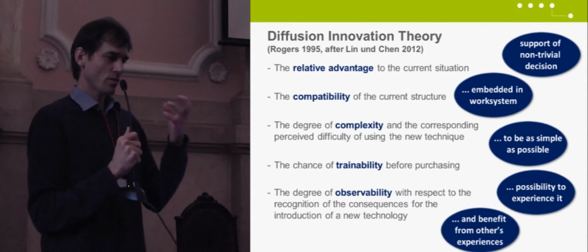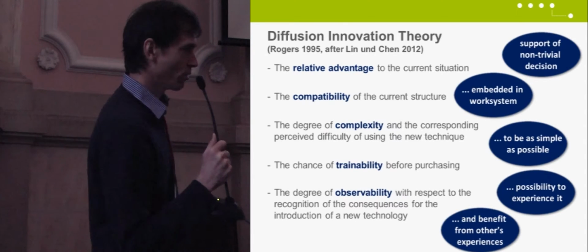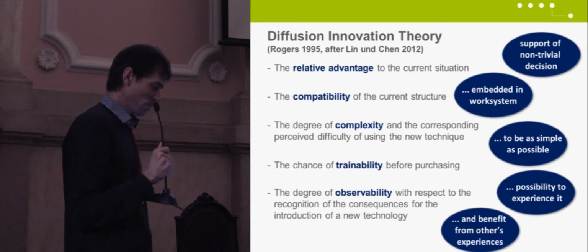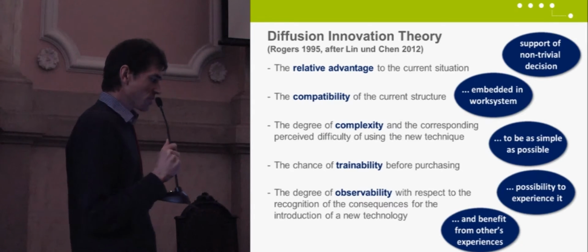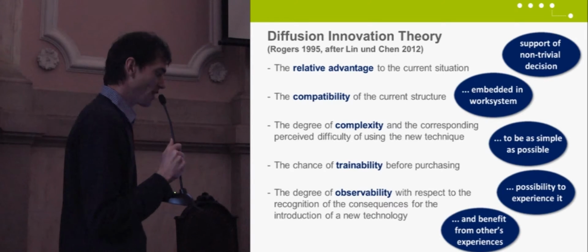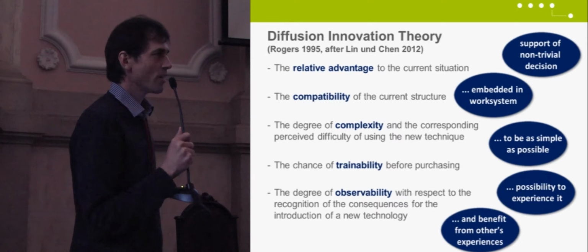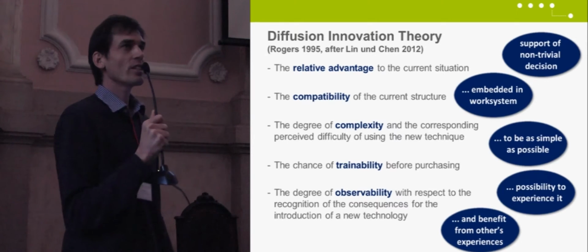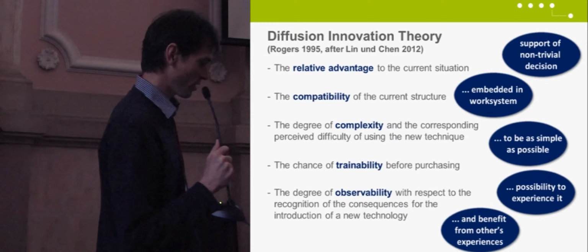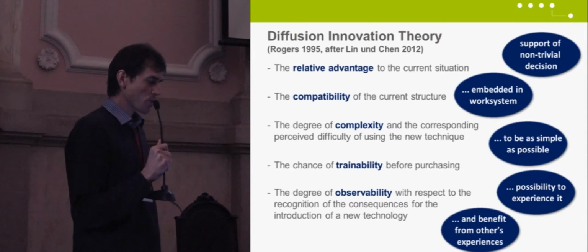Basically, the main challenge when we develop a DSS is to develop a tool that is useful, and that means that will be used by users. And considering this, Rogers elaborated an interesting theory, diffusion innovation theory, and he defined 5 key ingredients that should be taken into account when you develop an IT solution in order that it will be used after the development process.